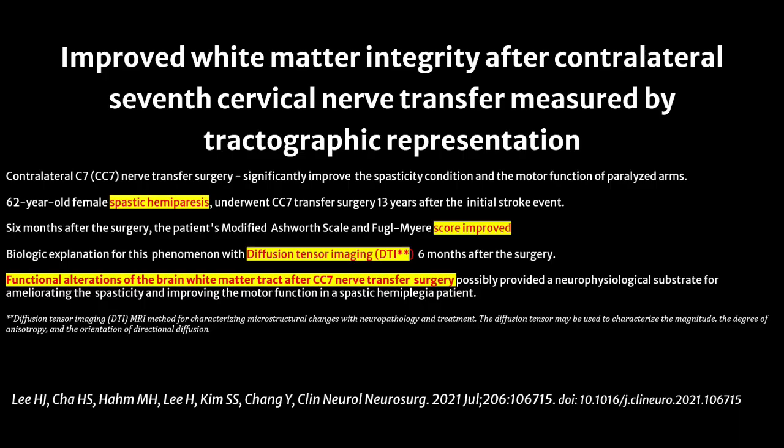In this recent paper by Li et al., they showed the structural changes that occurred following contralateral C7 transfer using tractographic MRI techniques, showing that the improvement in function was secondary to structural changes in the pathways as a result of this nerve transfer.